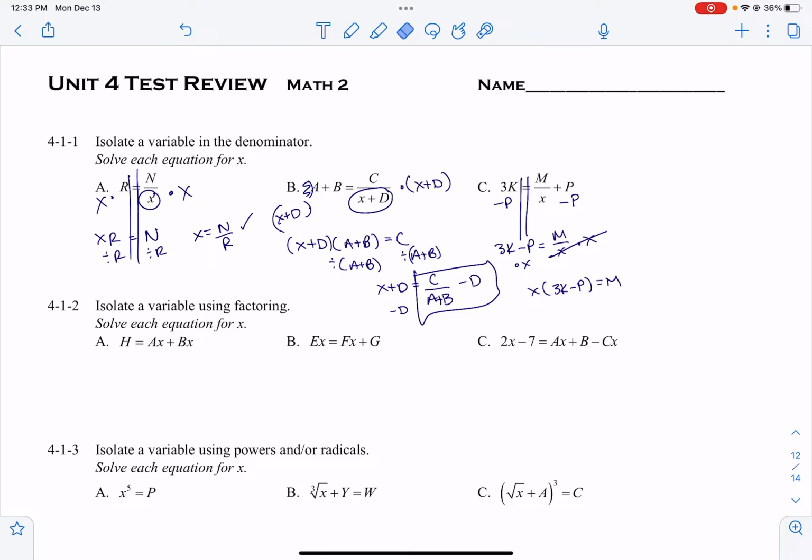Now, some of you are going to want to distribute that x. You might want to distribute the x, but the problem with that is we are trying to get x alone. I don't want to combine it with more things. I want to get stuff moved away from x. So I'm going to divide by 3k minus p. So x equals m over 3k minus p would be your final answer.